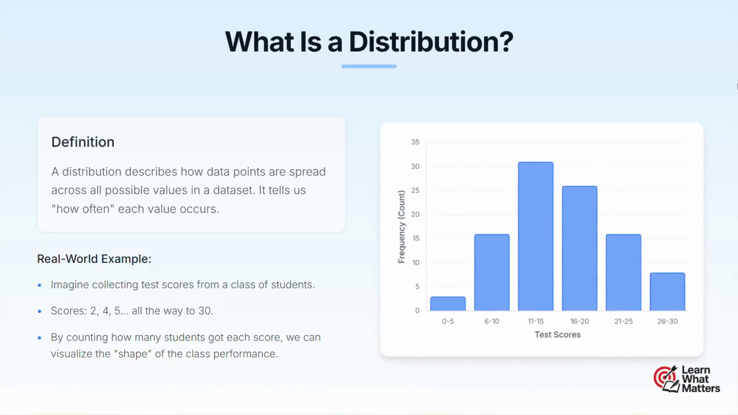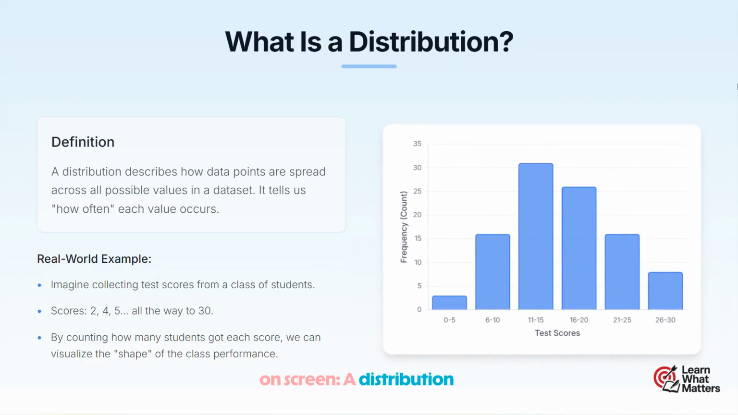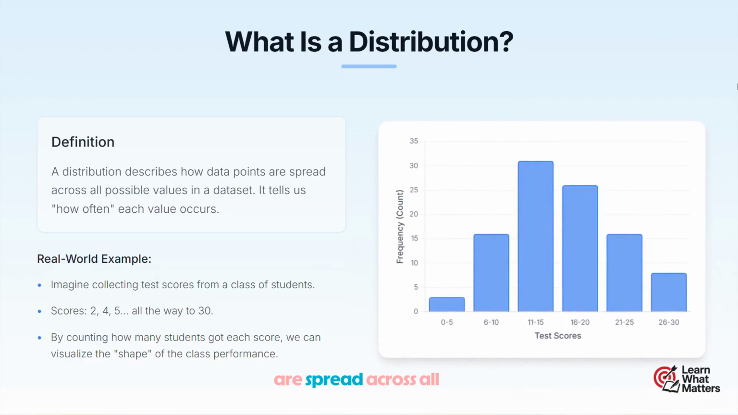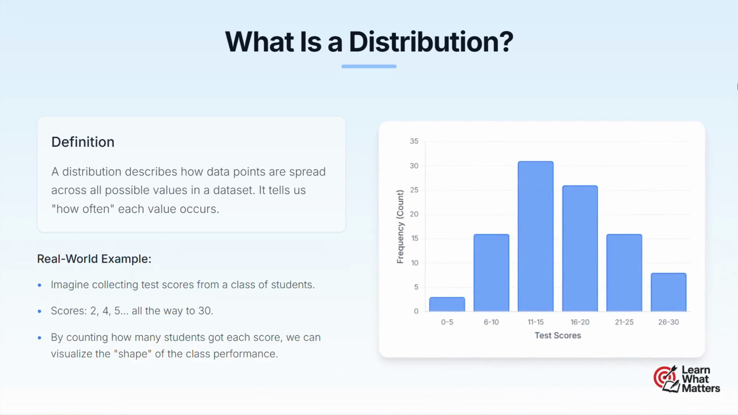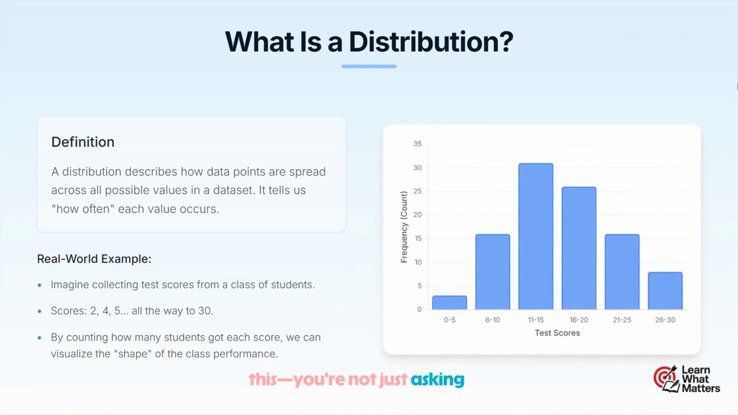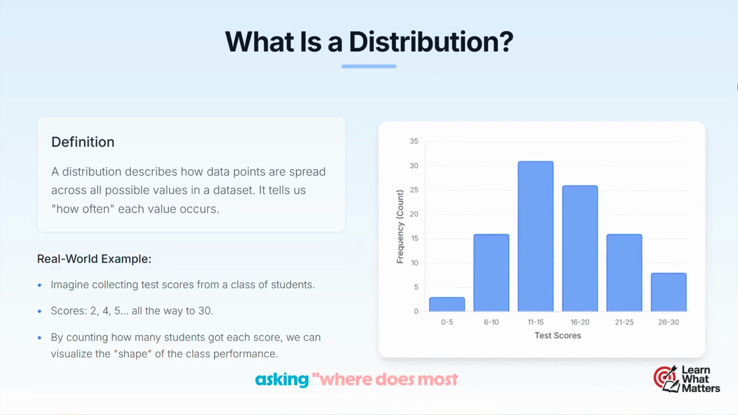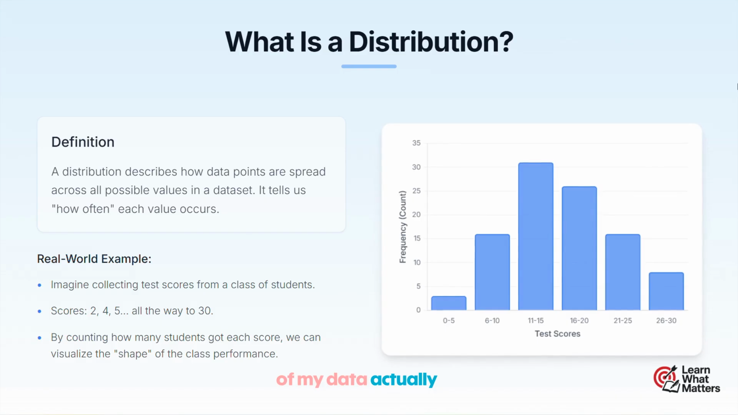So what exactly is a distribution? Look at the definition on screen. A distribution describes how data points are spread across all possible values in a dataset. It tells us how often each value occurs. Think of it like this. You're not just asking, what's the average? You're asking, where does most of my data actually live?